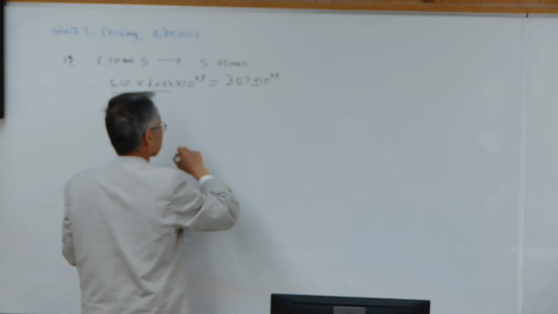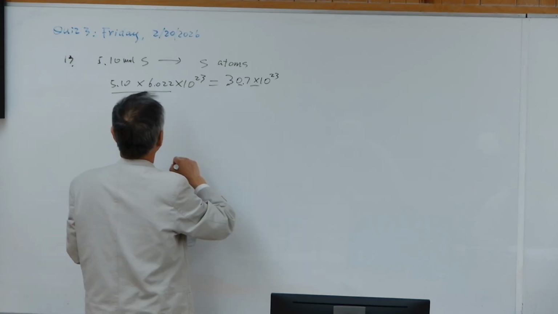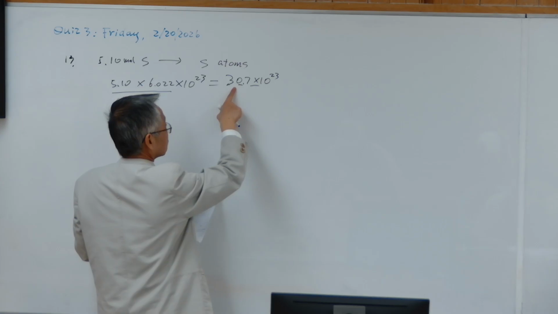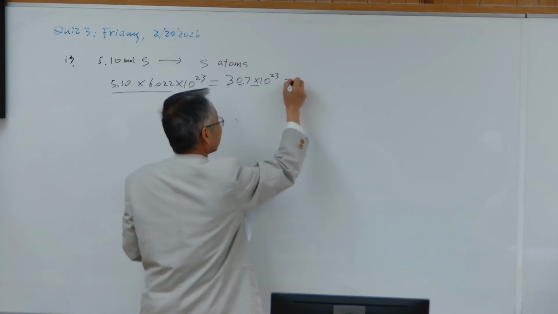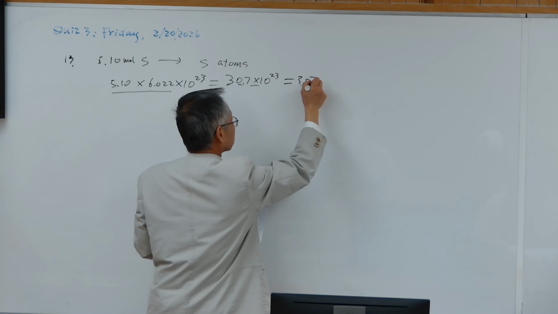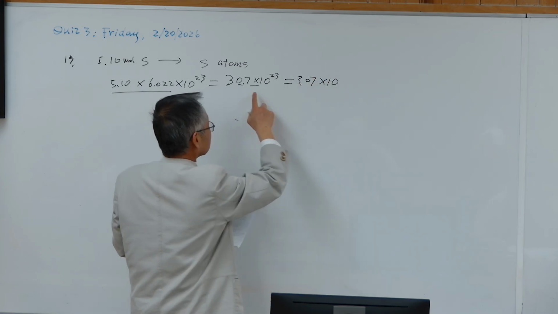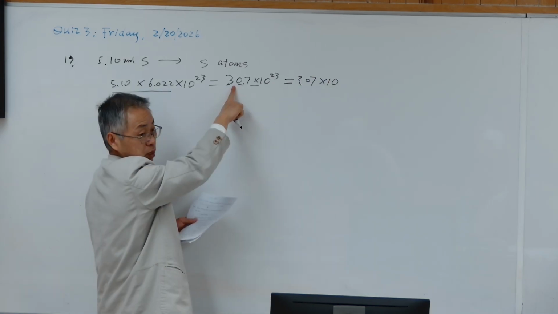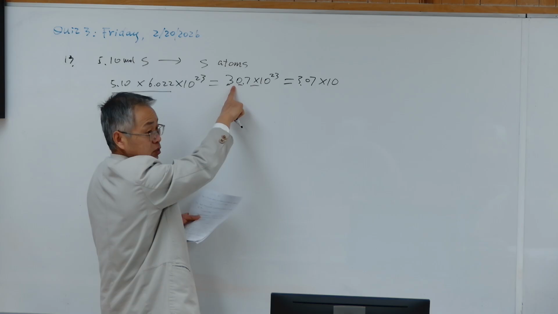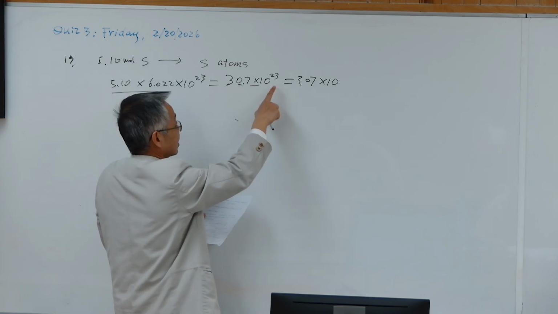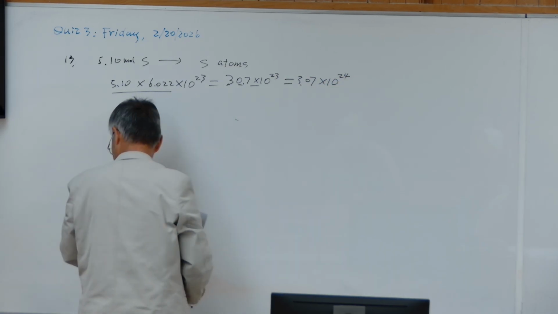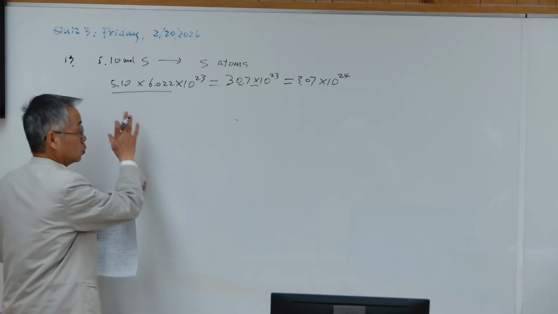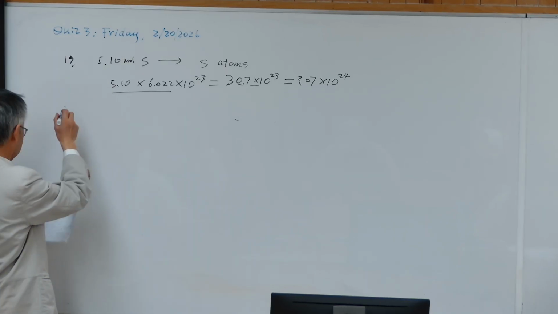5.1 times 6.022 gives 30.7. Then you need to move one decimal place because this is greater than 10. 3.0107, so you move one decimal place, and it becomes 3.07. This means you multiply by 10, which is 10 to the 1, plus the 10 to the 23 here, giving 10 to the 24. This is what we explained in last class. The next one.